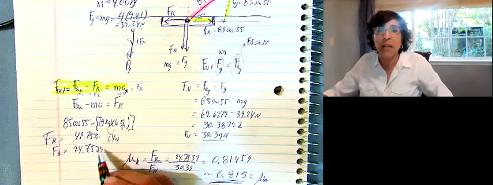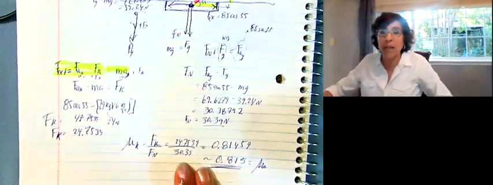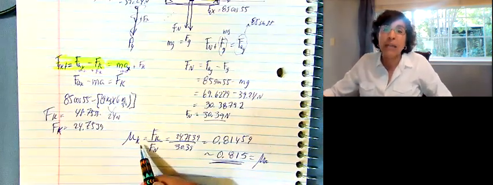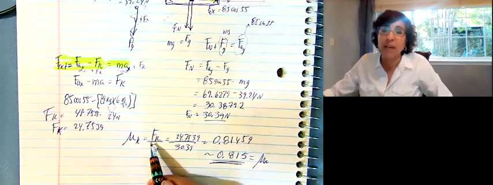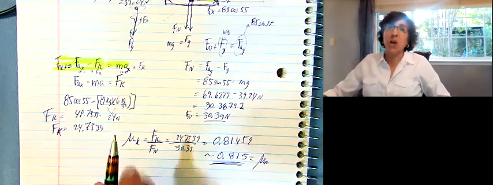Okay, plug in the numbers, I get the kinetic force. This is a K. Okay, now draw very nice Ks. And there's my mu. My kinetic coefficient of friction is Fk over Fn. And you plug it in and there you go.